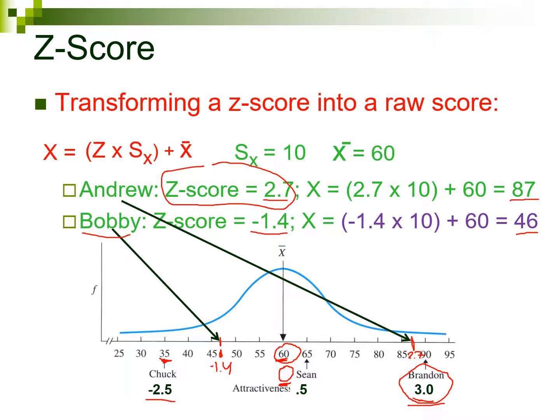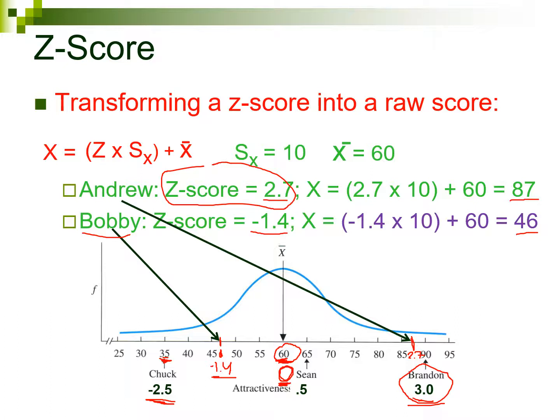Let me explain that one more time because that was confusing. Again, if we look at the z-scores, the mean z-score in the distribution is 0. Chuck's z-score is negative 2.5. And Bobby's z-score of negative 1.4 would fall here. So the key point: just like Bobby's raw score falls basically halfway in between Chuck's raw score of 35 and the mean of the distribution of 60 for the raw scores, his z-score of negative 1.4 falls halfway in between the mean of the z-score distribution of 0 and Chuck's z-score of negative 2.5.